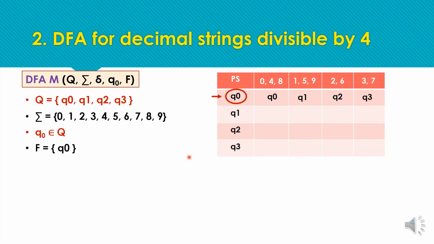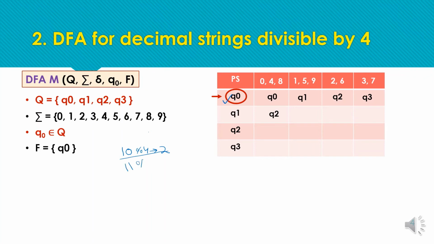Okay, as Q0 is complete, next we have to complete the state Q1. Being on Q1 means we have received a 1. And if we receive the next symbol as 0, the remainder on dividing by 4 is 2, so we need to move to the state Q2.